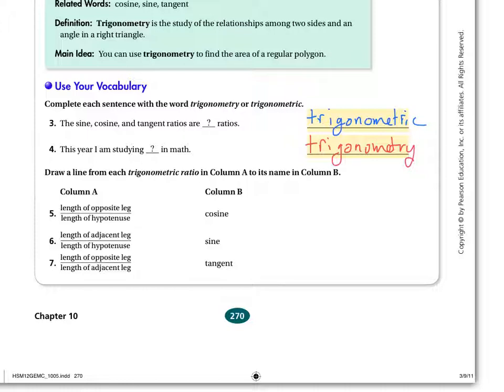So number 5, opposite over hypotenuse is what? Sine. Number 6, adjacent over hypotenuse is cosine, and so by process of elimination, tangent must be opposite over adjacent.